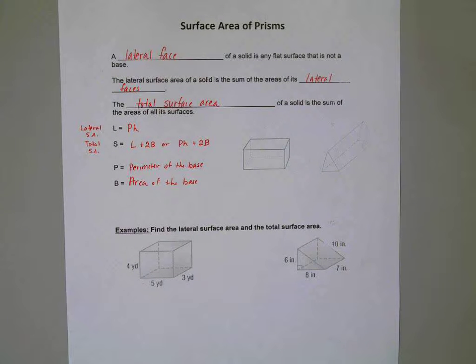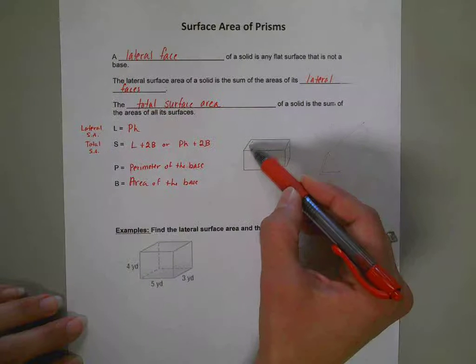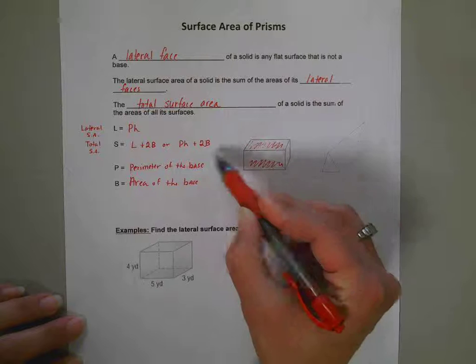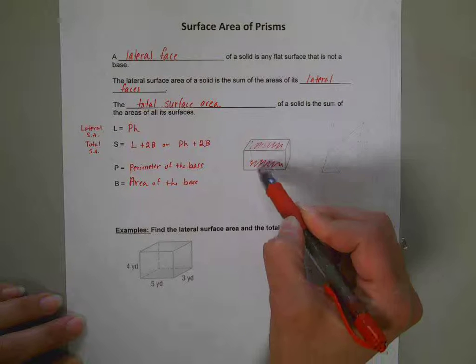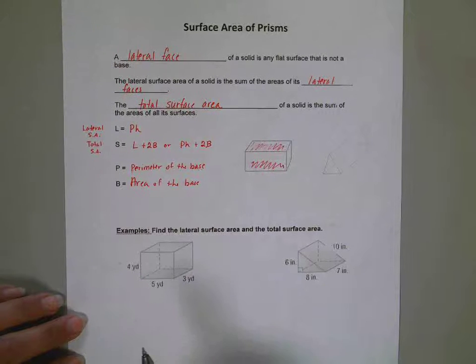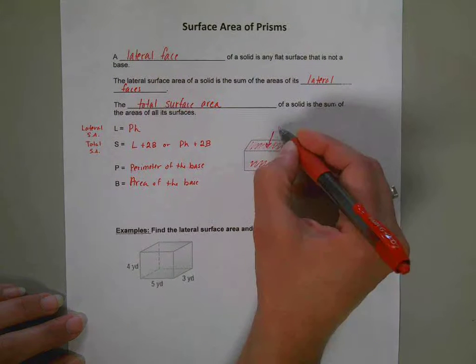So on our rectangular prism, the base is here and here. That's why we have 2B, the area of two bases, because we've got two bases, the one on the bottom and the one on the top here. So that is big B.